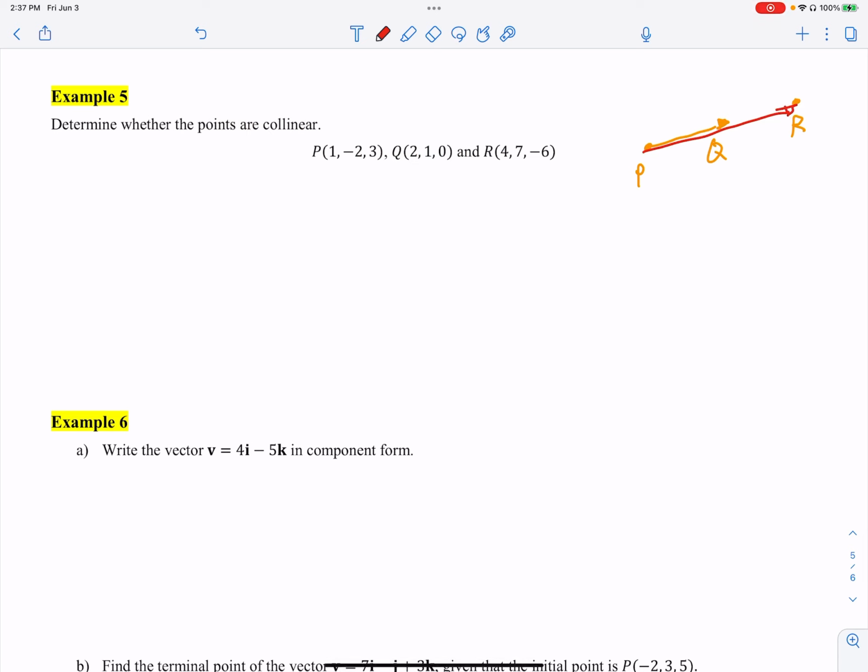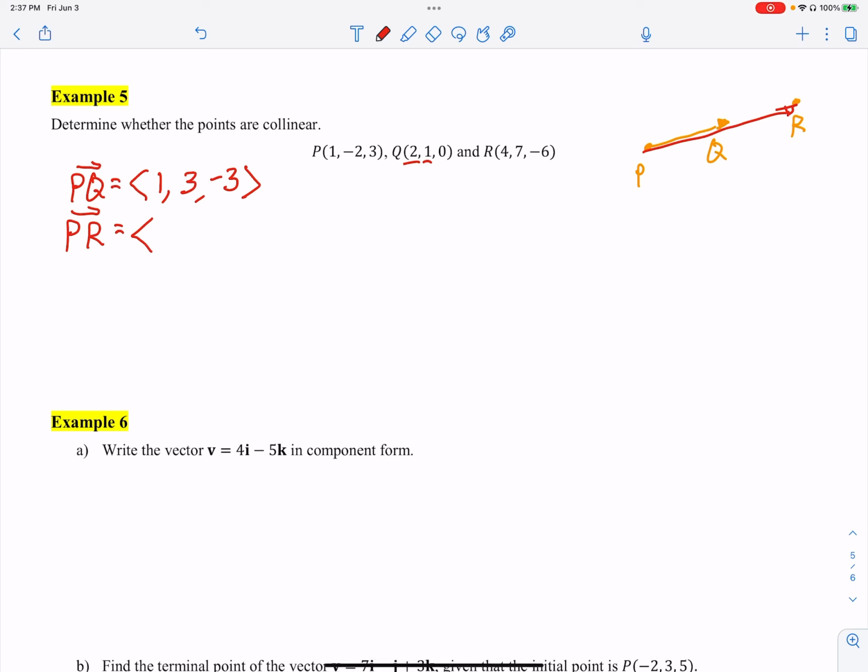If they are parallel, then those would have to be on the same line. So that means I need to find some vectors. I need P, Q. All right, so I subtract my points. 2 minus 1 is 1. 1 minus -2 is 3. 0 minus 3 is -3. So there's PQ. Now we're going to do PR.